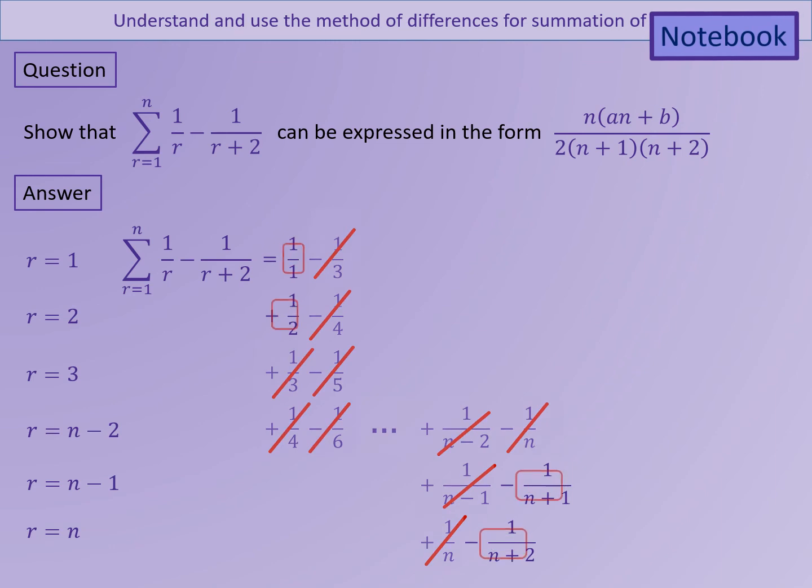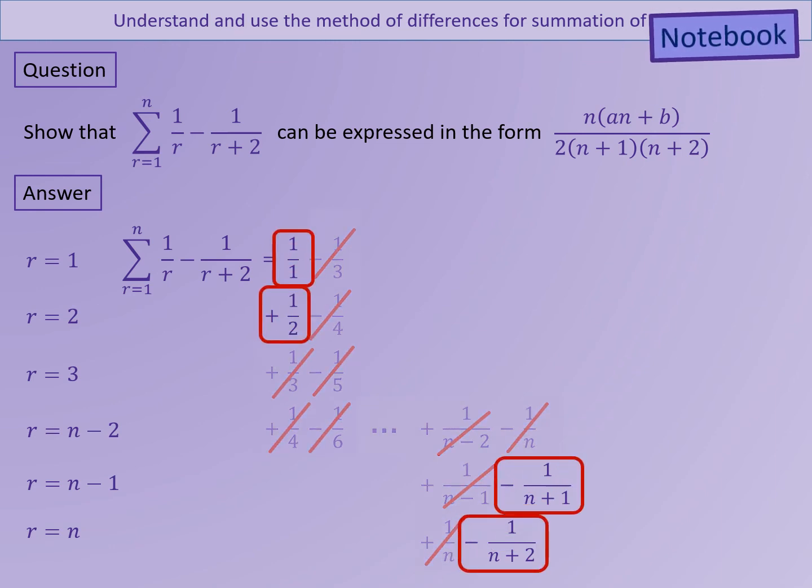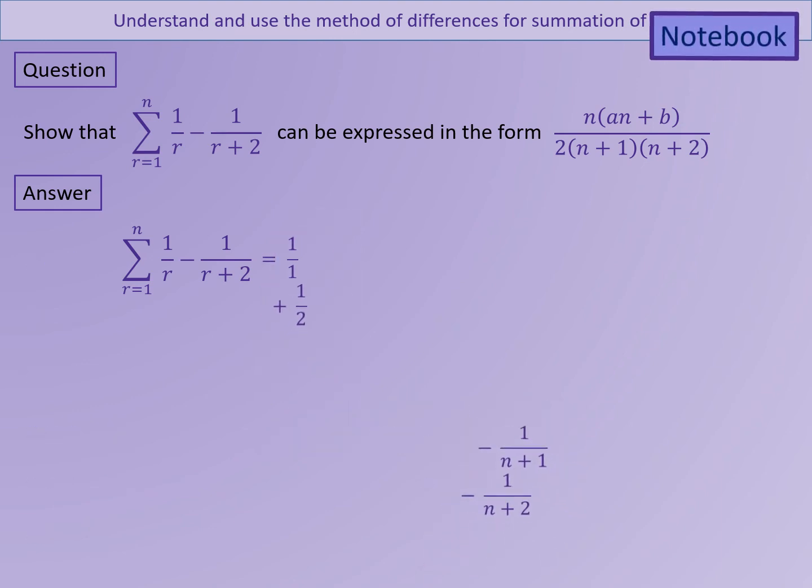So the answer that we've got here is just going to be the sum of those 4. So add up the 1 over 1, the 1 over 2, the minus 1 over n plus 1 and the minus 1 over n plus 2. So adding all of those together, we're going to need to get everything over a common denominator. So the common denominator is going to be 2 bracket n plus 1, n plus 2.